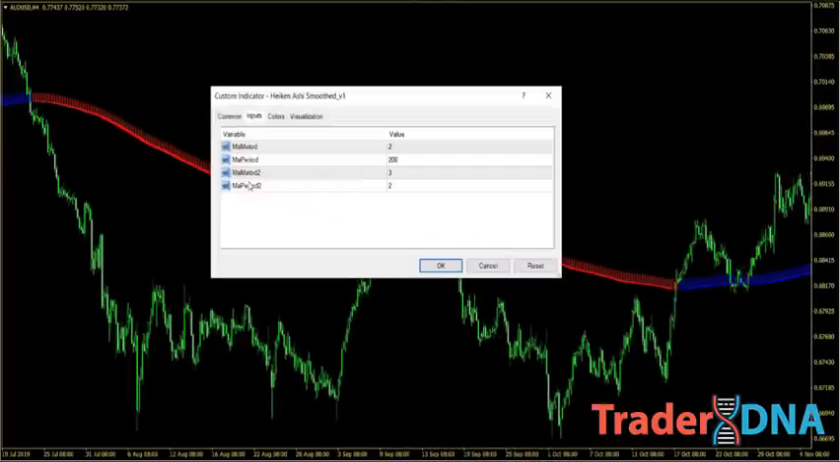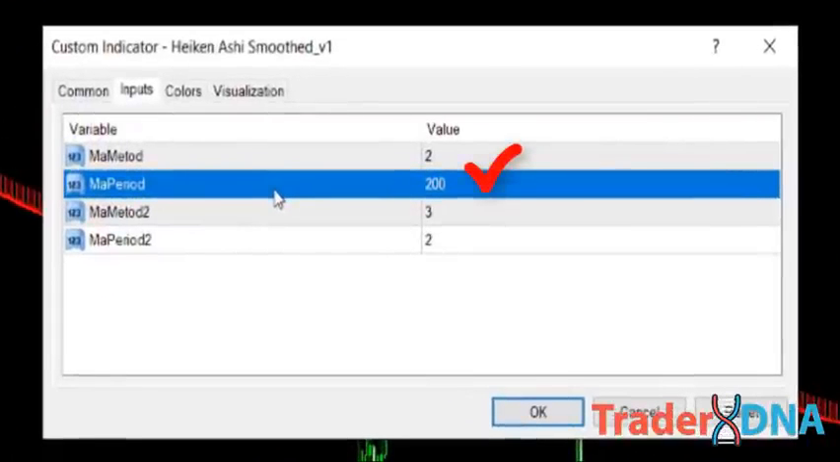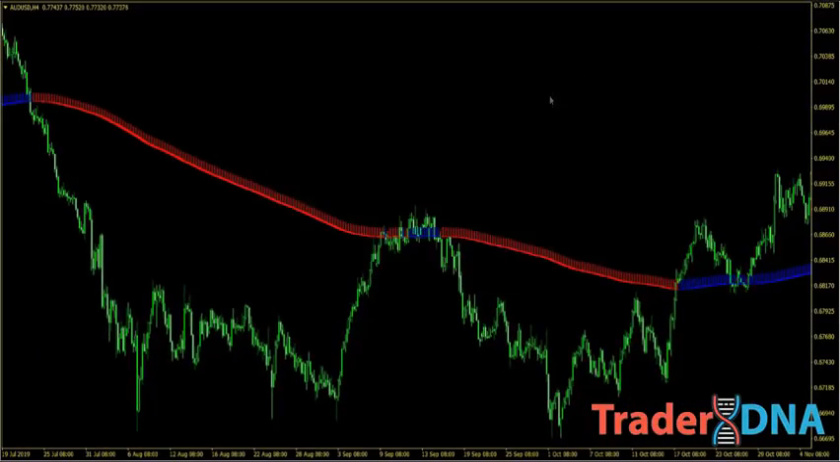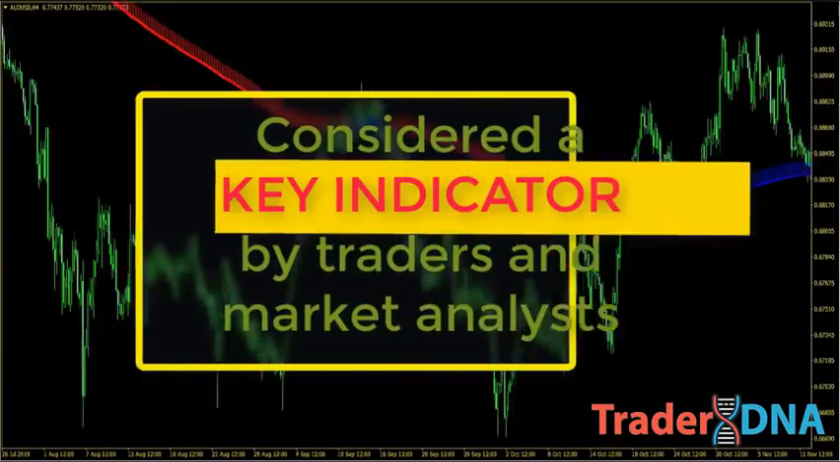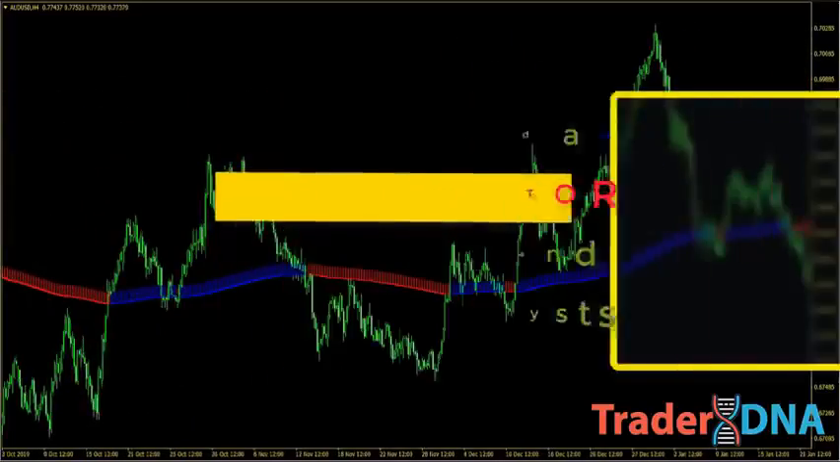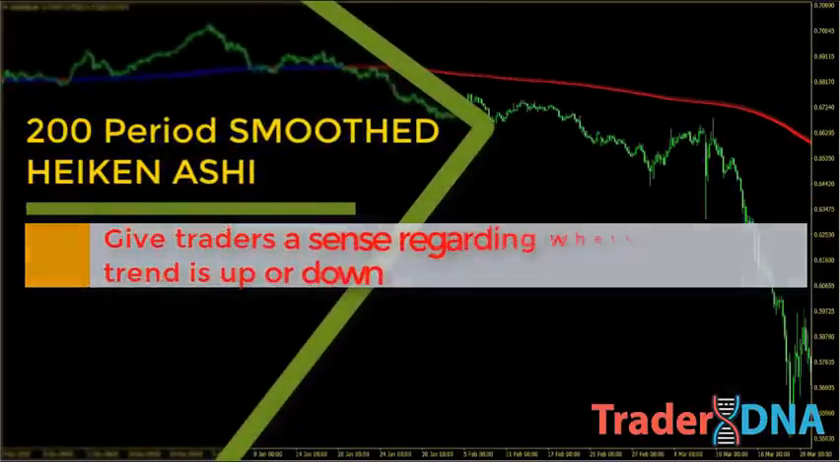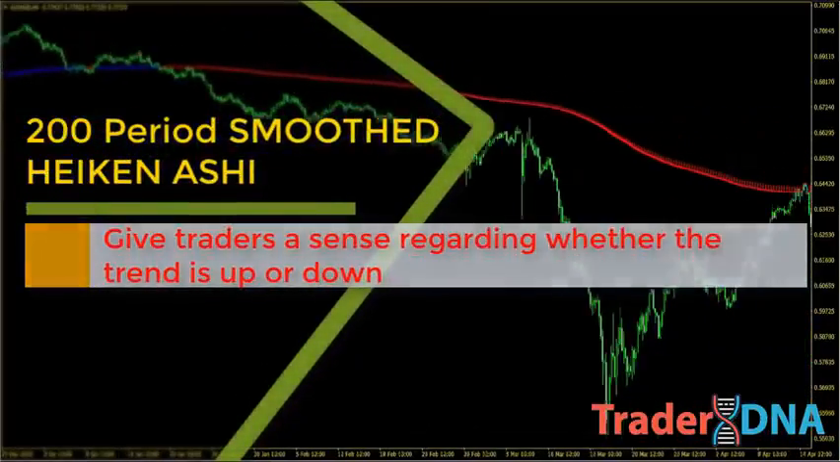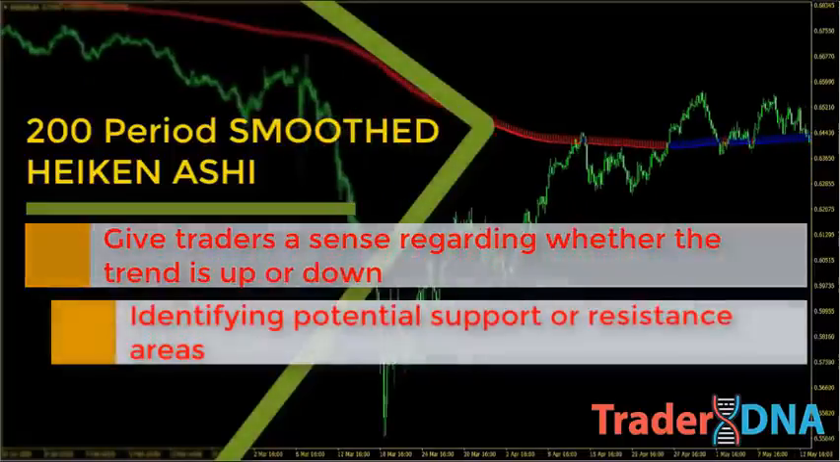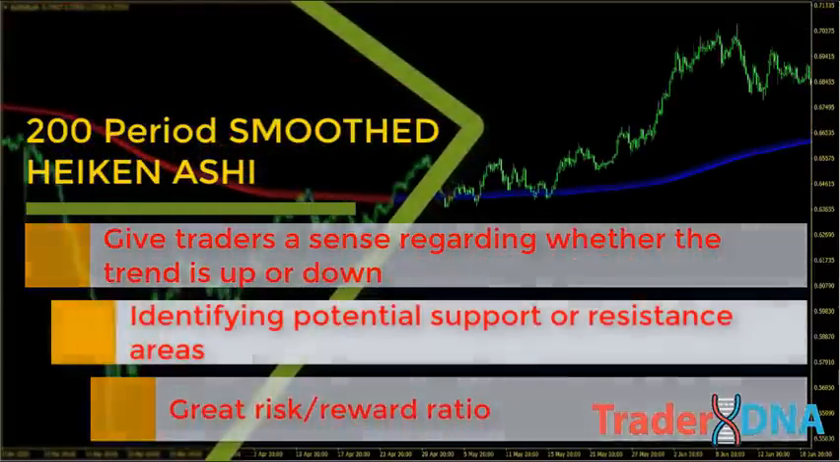If you enjoy swing trading or position trading, you could use the 200-period smoothed Heiken Ashi, which indicates long-term direction. The 200-period smoothed Heiken Ashi is considered a key indicator by traders and market analysts for determining overall long-term market trends. The 200-period smoothed Heiken Ashi can give traders a sense regarding whether the trend is up or down, while also identifying potential support or resistance areas that usually present a great risk-reward ratio.